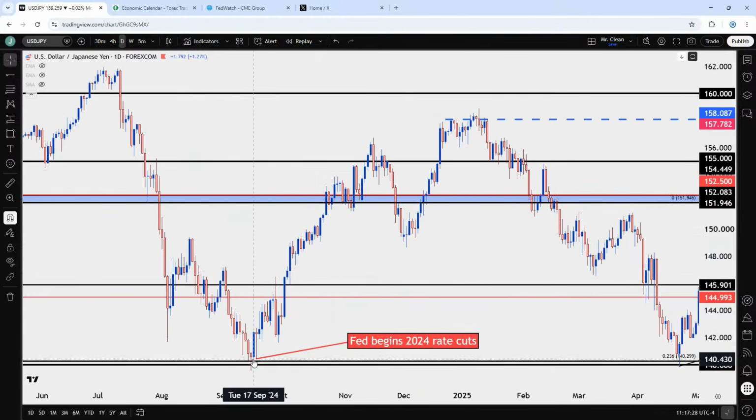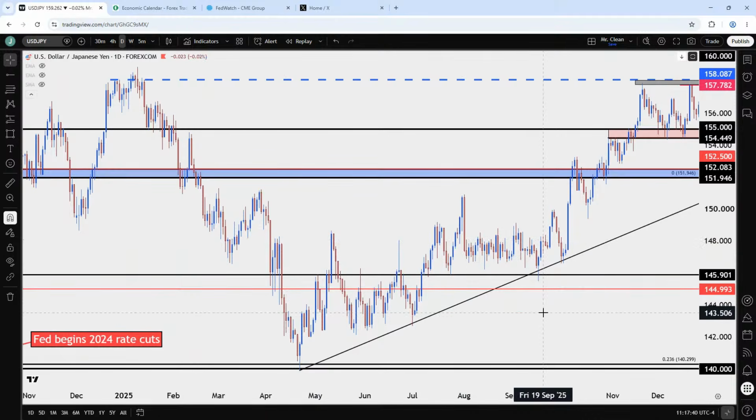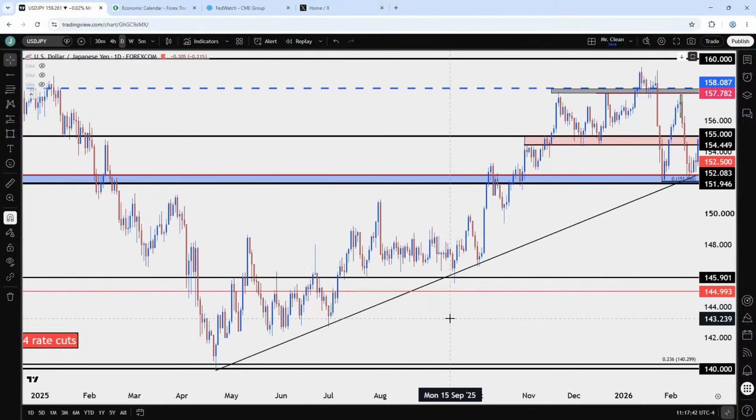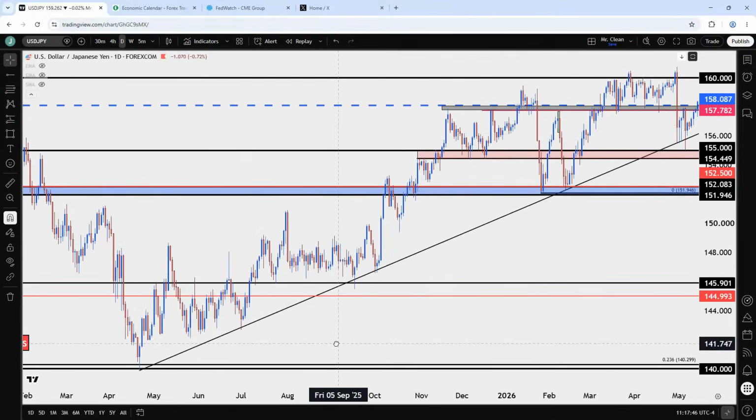Paradoxically, the pair bottomed like 2 days before the Fed started cutting rates in 2024. And then throughout, you have an 1,800 pip run in this thing as the Fed's cutting rates by 100 basis points. This goes to show you, it's not the actual news that often pumps these things. It's the expectation of what that news will be and then the delta thereof.